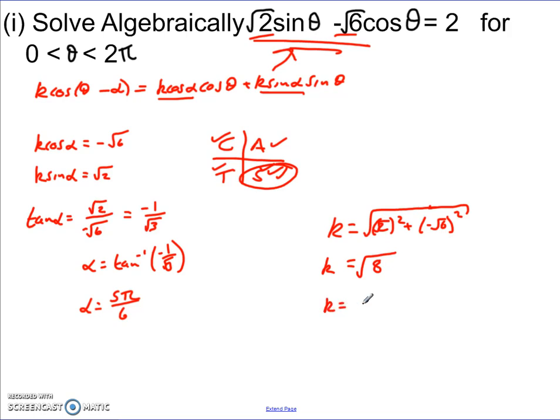Now that can be simplified using surds to 2 root 2. Or we could leave it as root 8. Either version is fine, we just want to keep an exact value.